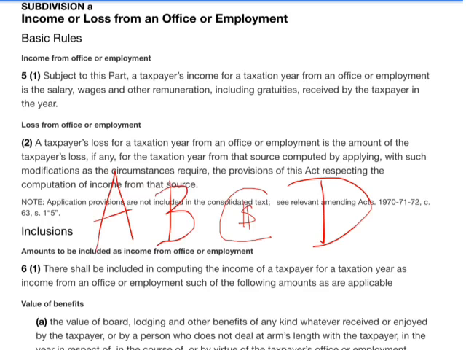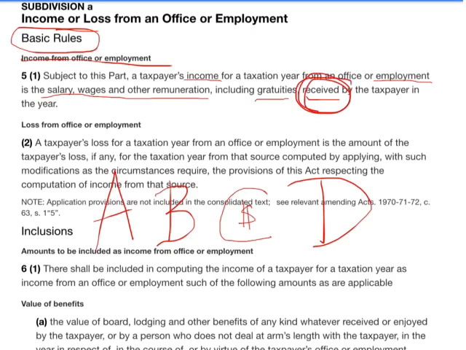So where in the Income Tax Act does it tell us that we have to include employment income on a cash rather than an accrual basis? For that, we come back to the basic rules for income from office or employment, and at section 5(1) it tells us a taxpayer's income for a taxation year from employment is the salary, wages, and other remuneration, including gratuities, received by the taxpayer in the year. So there's the magic word, received, and that tells us that we have to include it on a cash basis.